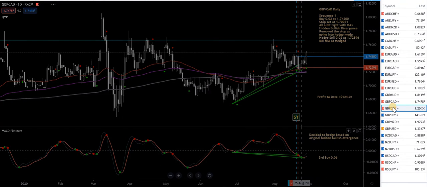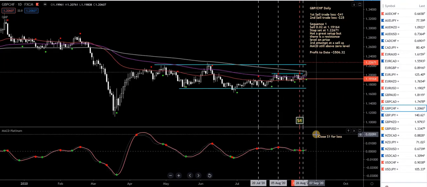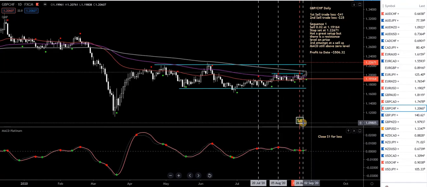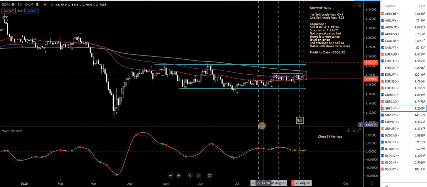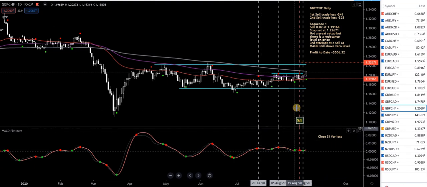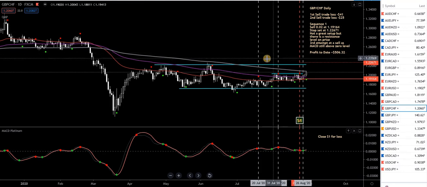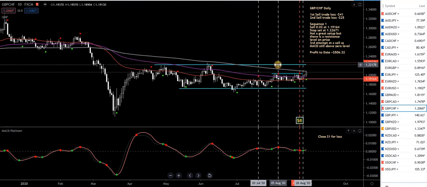Anywho, moving right along, pound Swiss, what am I doing here? Close sequence one for a loss. So this is another one, the MACD platinum's just above the zero level. I've already had two losses, as you can see, these grey lines. Took a loss there, took a loss there. Now I'm going to take another one.